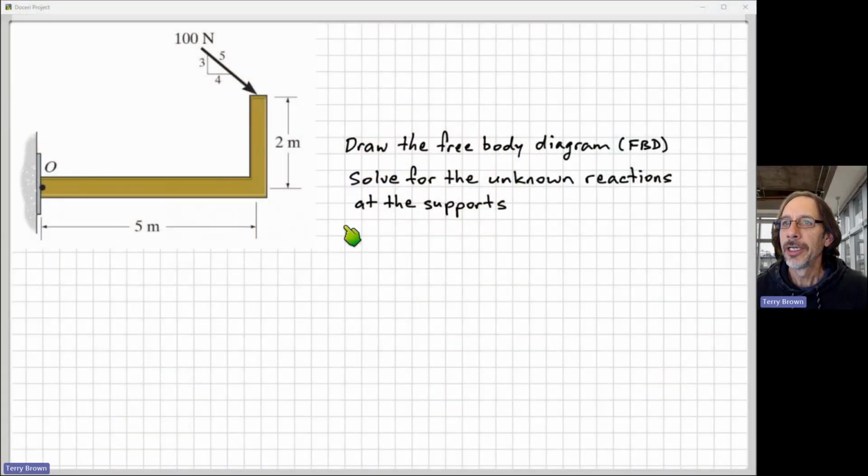Terry Brown, Mechanical Engineering here with another engineering mechanics video. This time we're going to look at another simple rigid body equilibrium problem. All right, so let's have a look at the problem. Okay, so here we have the problem.